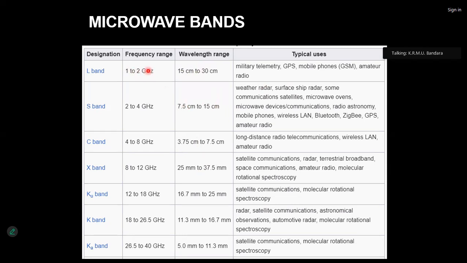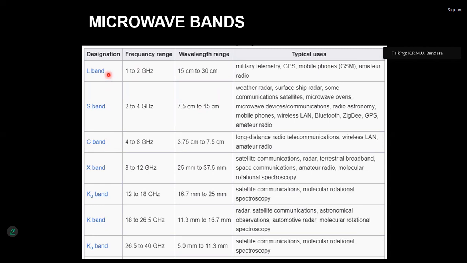Frequency is increasing, 1 to 2, 2 to 4. Okay, then 7.5 to 3.75, C band. This is continuously going, 30 to 15, 15 to 7.5, 7.5 to 3.75. If you are using ABC, automatically you can identify directly what is A, what is B, what is C. But you can see this is the band L.